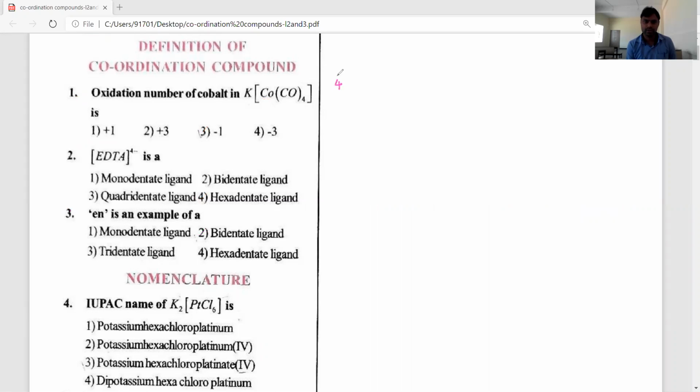Fourth question. IUPAC nomenclature of complex compounds, K2PtCl6. Now it will be ionized: it gives 2K+ and PtCl6 2-. In the coordination sphere a negative charge is present, which means it is a negative complex compound. Based on the charge, complex compounds are of three types: neutral, positive and negative. So this is a negative complex compound.